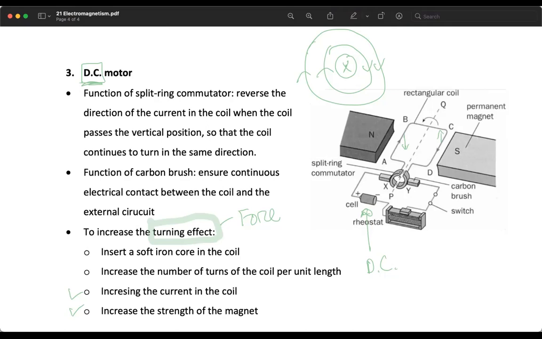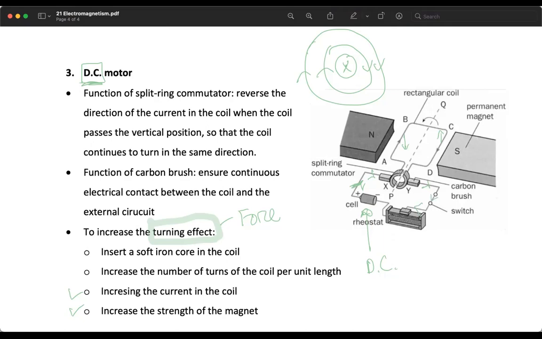Why is this commutator there? Why is there a split? So that whenever the right side flips to the left side, the current will always be from A to B. Likewise, from the left side flipping to the right side, the current will always be from C to D, because current is going into the battery, then the battery comes out. Is that clear? Can you see that inside, the current is always going this direction. This current is going this direction. Clear? So on the right side, the current is always flowing from C to D. On the left side, the current is always flowing from A to B.